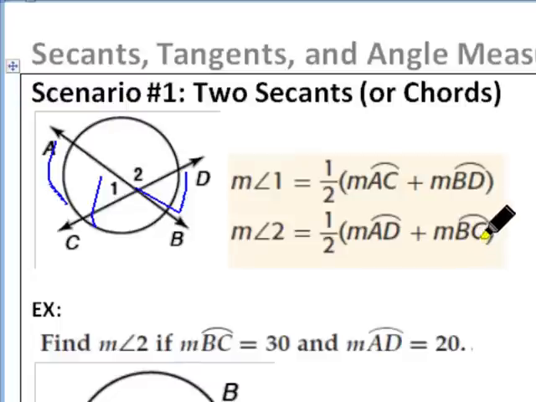Okay. Now if I wanted angle 2, we're going to have to find the two arcs that go with angle 2. So I'm going to mark angle 2 in a different color here. Okay. So the arc that's across from it and the arc that's across from its vertical angle, those go together. So I would average those two arcs, and that would give me the angle. Okay. So let's do the example that they have there for us.